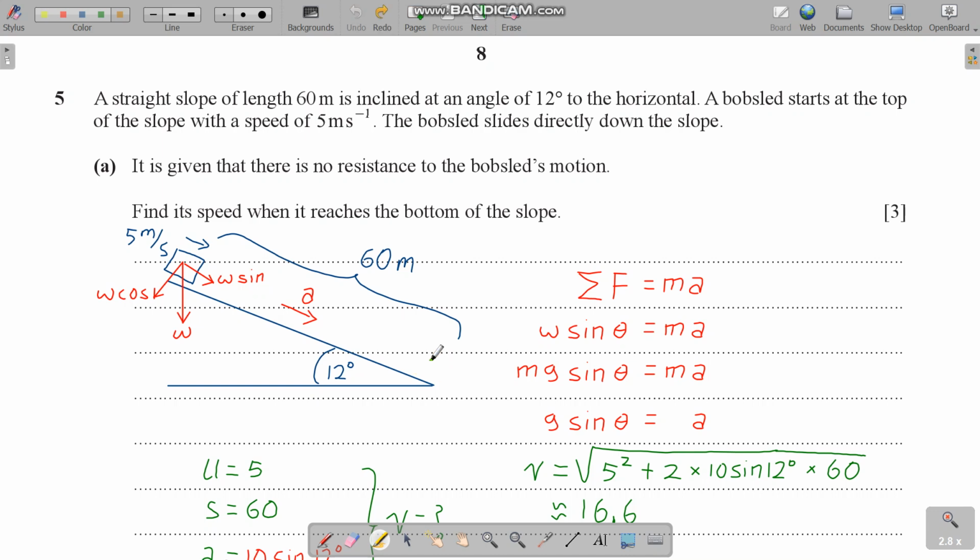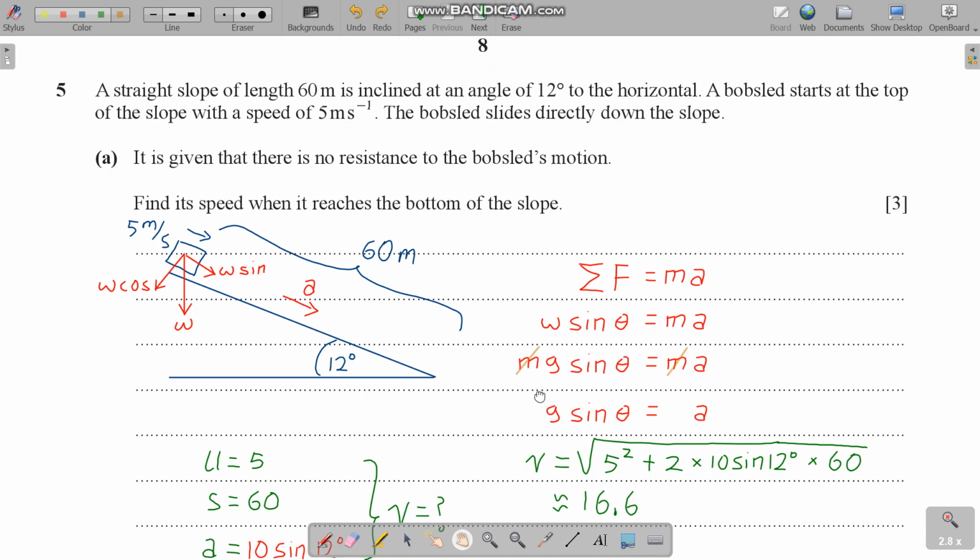To find the acceleration, we use the FBD of the object. For the FBD, we need to identify the forces. This is the vertical weight force, which can be split into W sine and W cos. And actually we have a normal force, but we don't care about it because there's no friction. So we only use the force along the slope, which is only W sine. For the sigma F in this direction, we have W sine equals ma. W is mg, cancel out the m, and we have the acceleration.